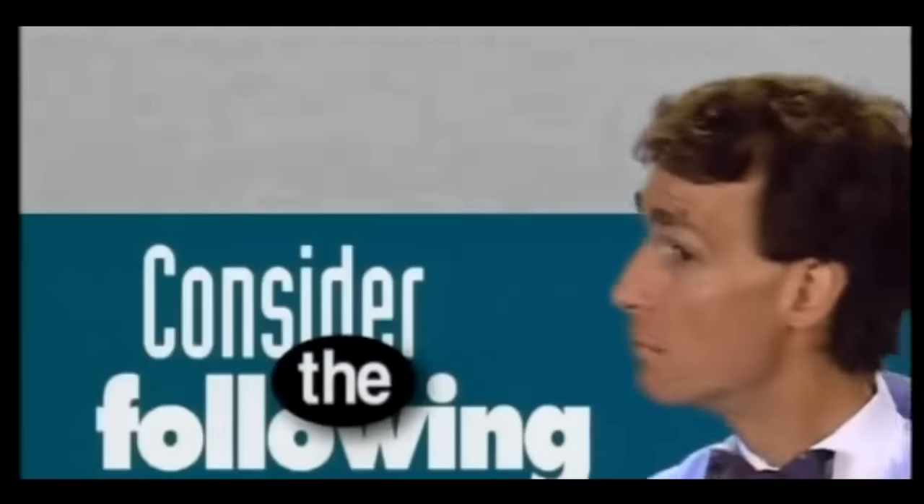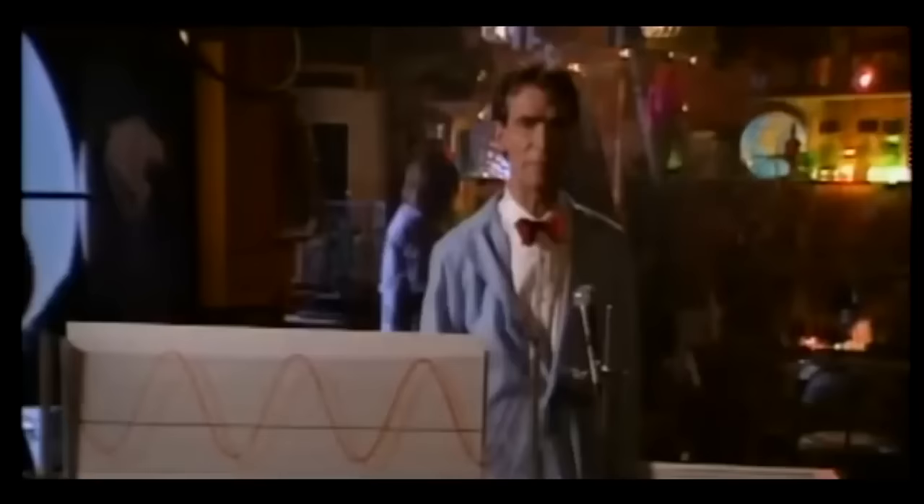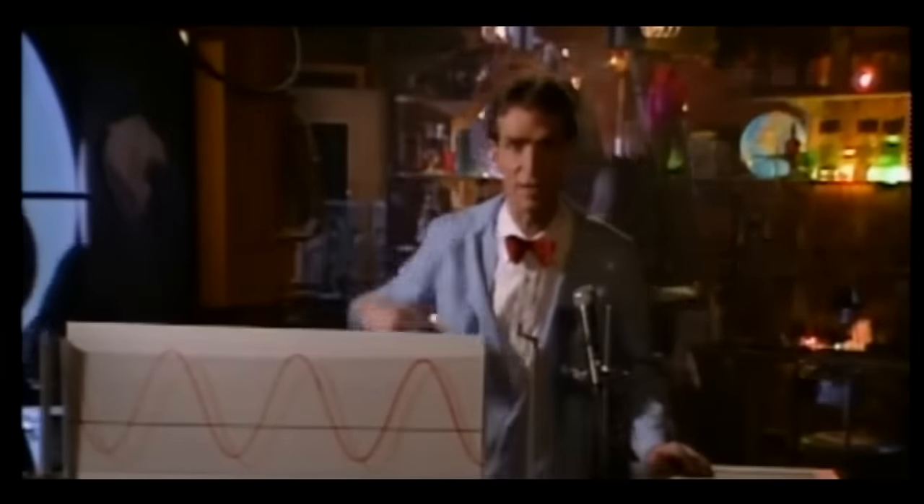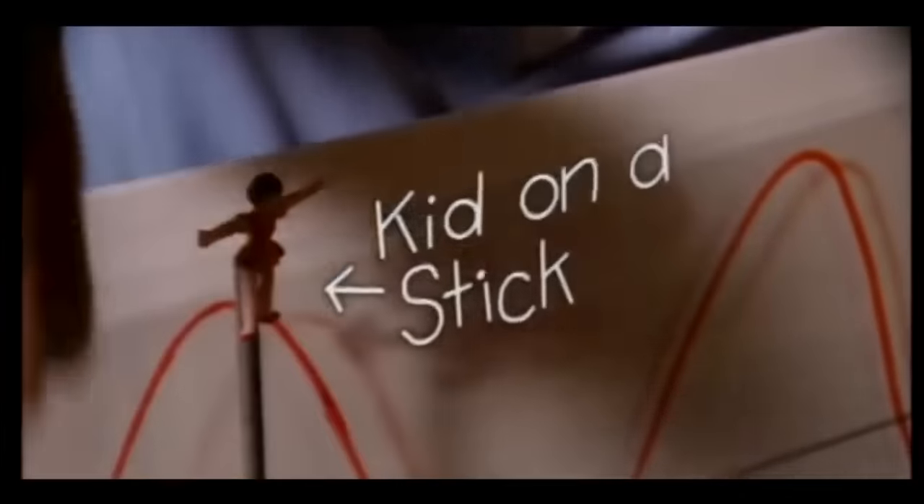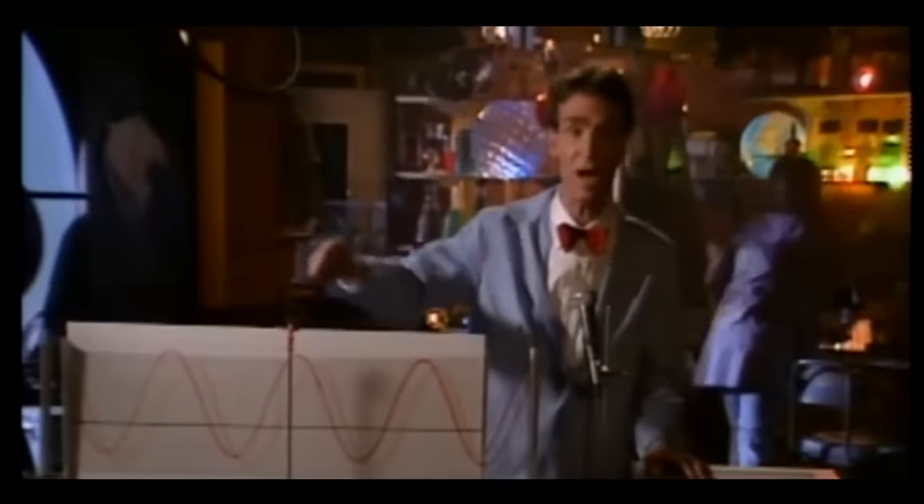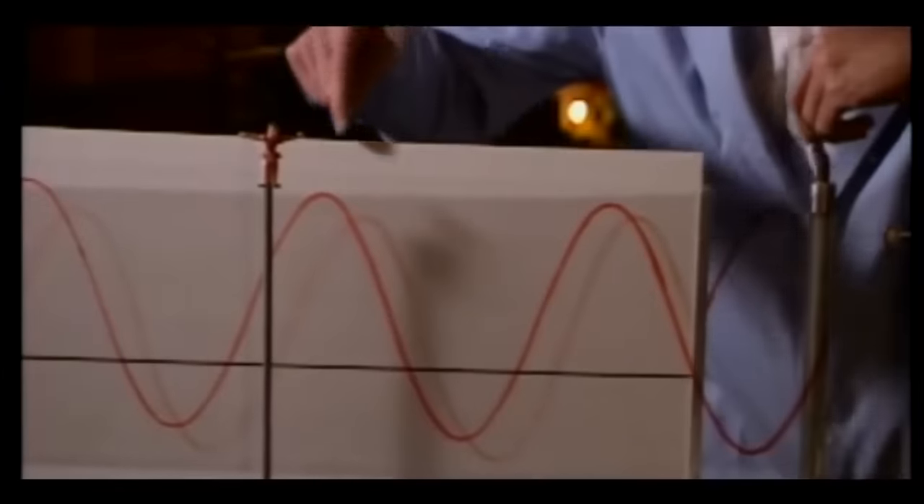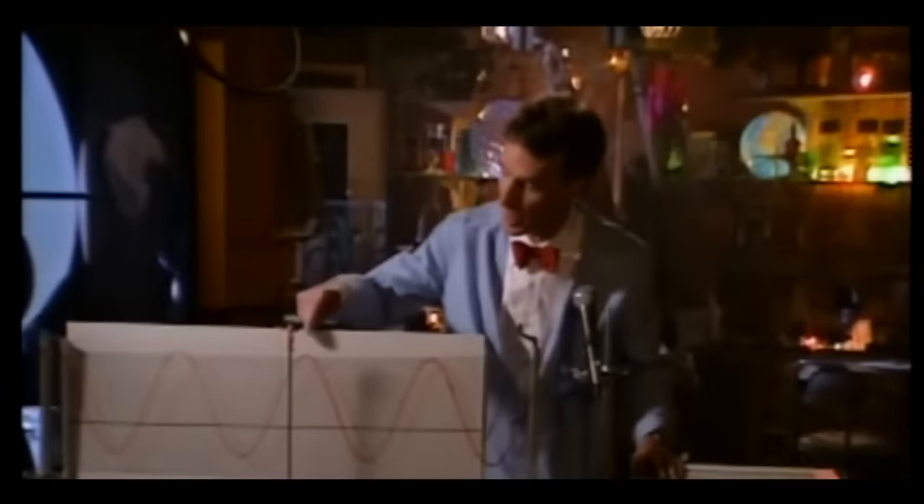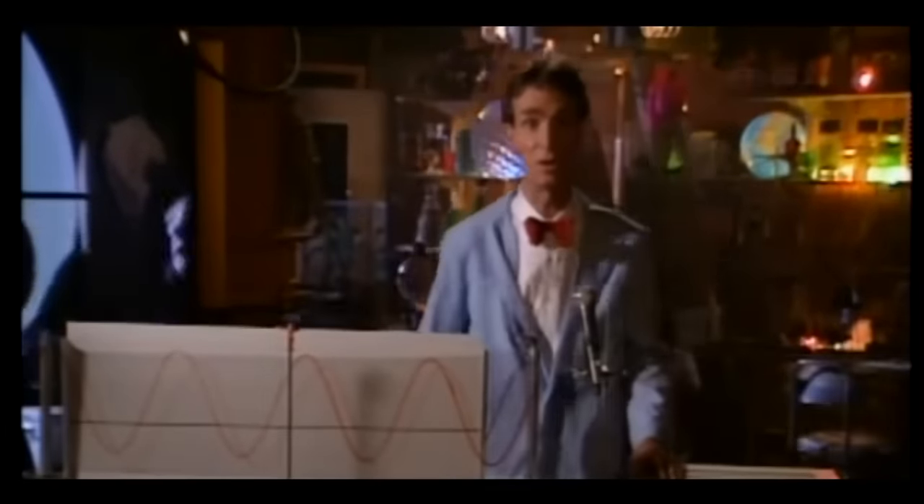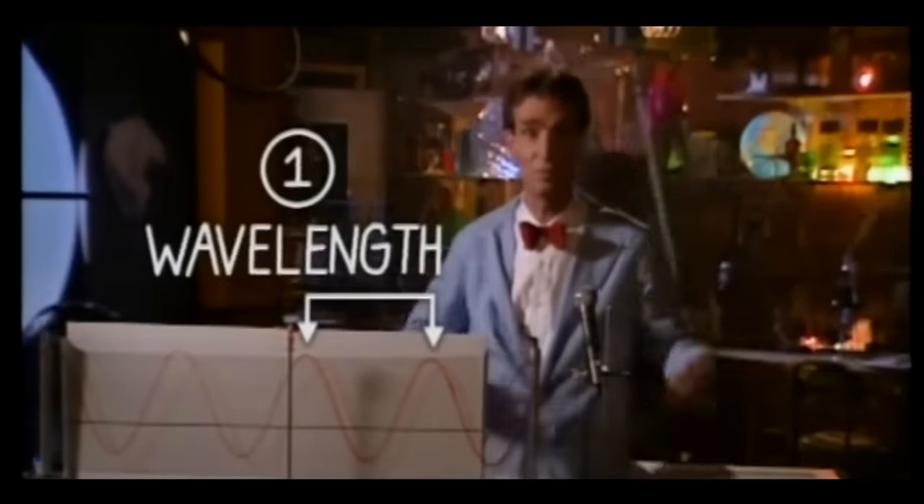If waves all look alike, how can we tell them apart? Well, please consider the following. If waves are nice and even like these, we can't really tell them apart unless we stand in one place. This is our observer kid on a stick. Hi, Gail. And where she is, she can see the top of one wave. Then as the waves go by, she can see the top of the next wave. Now the distance from here to here, the length, is called the wavelength.